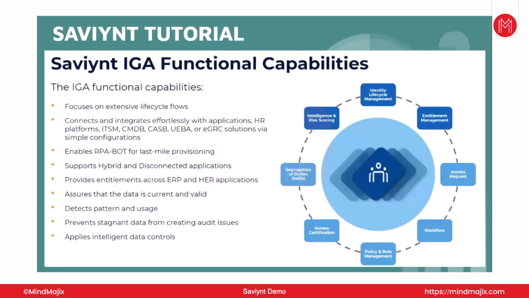So Saviynt IGA performs the whole life cycle flow. It manages everything from start to end. Now, it connects effortlessly with any kind of application, even if it is AD, an HRMS portal, an ITSM portal, or any kind of portal.